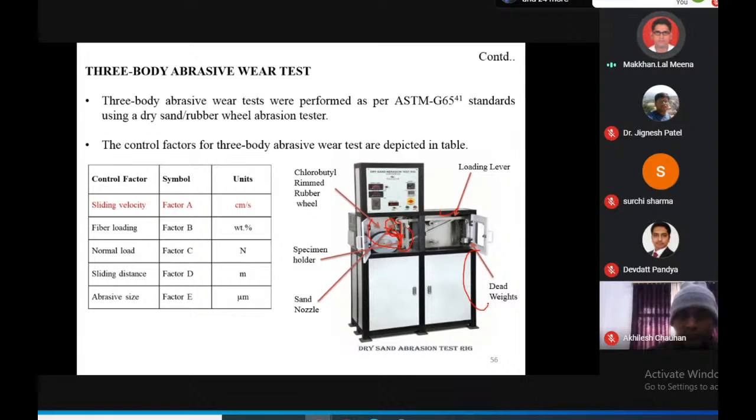The control factors for the three body abrasive wear test are given in the table. Our control factors are sliding velocity, fiber loading, normal load, sliding distance, and abrasive path. These are the units for the different factors, centimeter per second for sliding velocity, respectively.